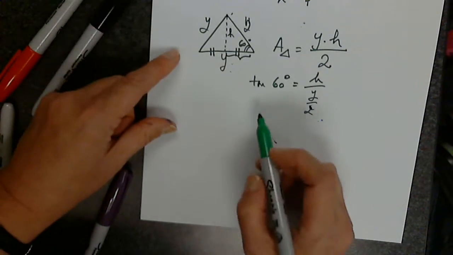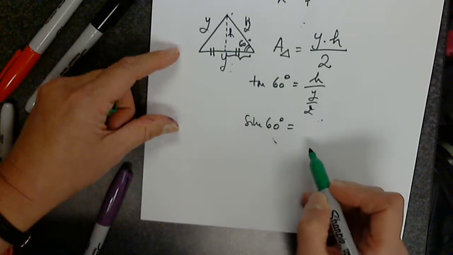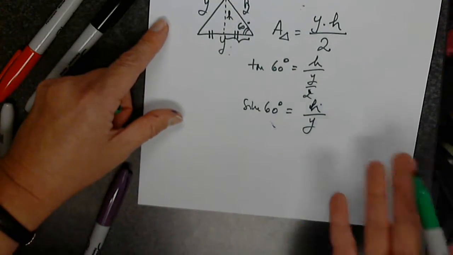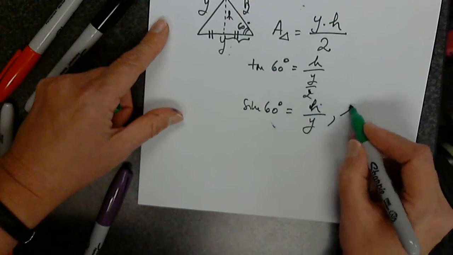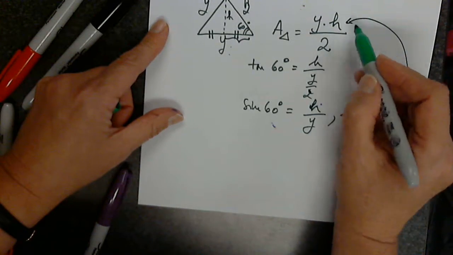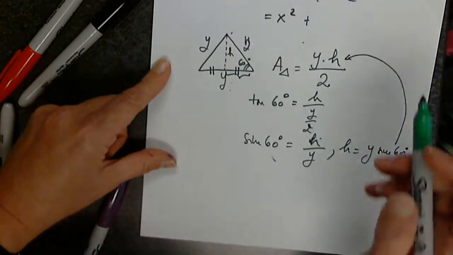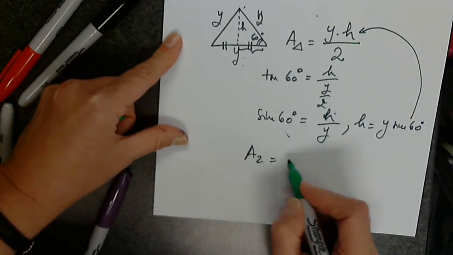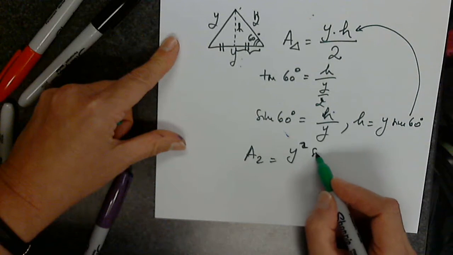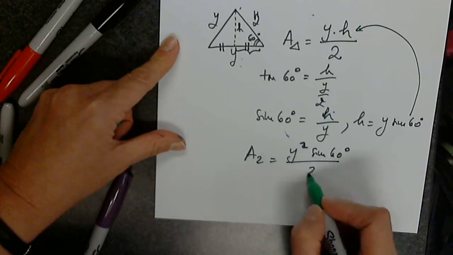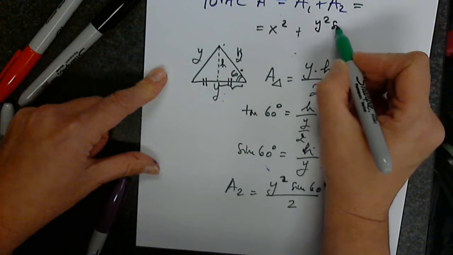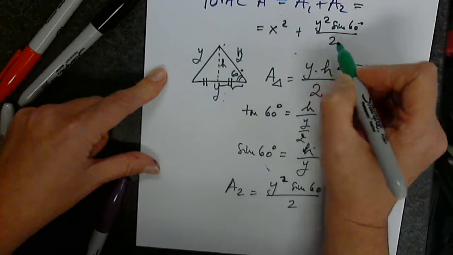I can use sine if you want sine. Sine 60 degrees equals h over y. Whatever you want to do. But I have to get y from here. I have to get h from here. So h equals y sine 60. So I'll go back and put it in. So I have A2. A2 is y times y squared times sine 60 divided by 2. Finally, I have a function, y squared sine 60 divided by 2.